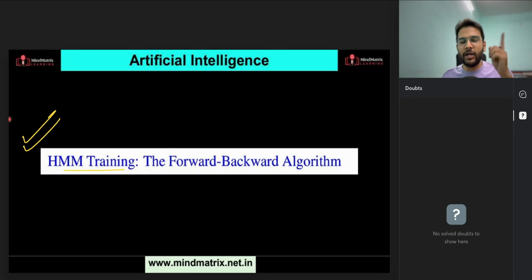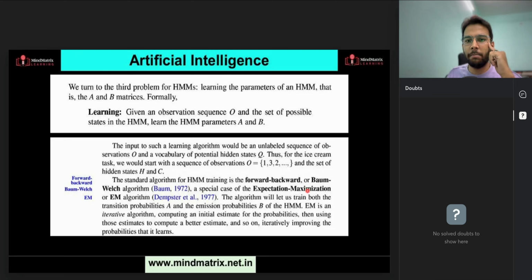We had the first problem, likelihood, where we use the forward algorithm. The second one is decoding, where we use the Viterbi algorithm. And for training, we use the forward-backward algorithm, which we also call the Baum-Welch algorithm. That is a special case of the expectation maximization (EM) algorithm, which you study in ML. I don't know whether it is in your syllabus or not. I think it is there, right? EM algorithm, expectation maximization.